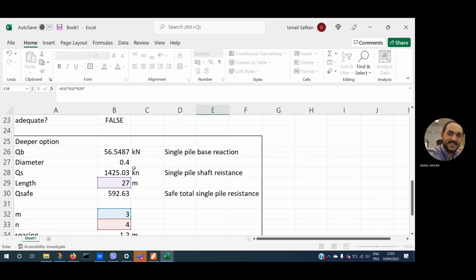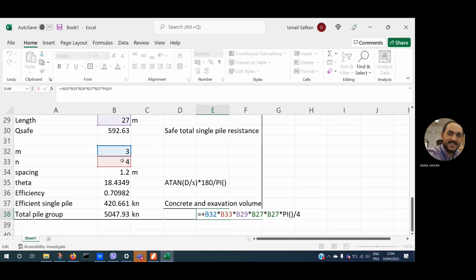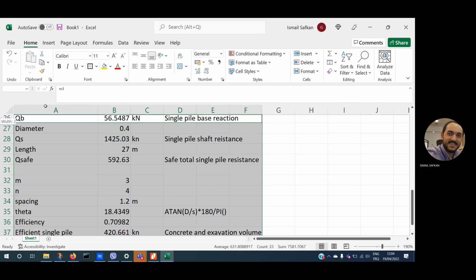Did I use the area? No, I didn't use the area. So this times pi, open, close, divide by 4. Is this correct value? 2 times 0.4. Is there something here? Quantity, depth, area. Okay? 41 meter cube. Now I'm going to copy this.